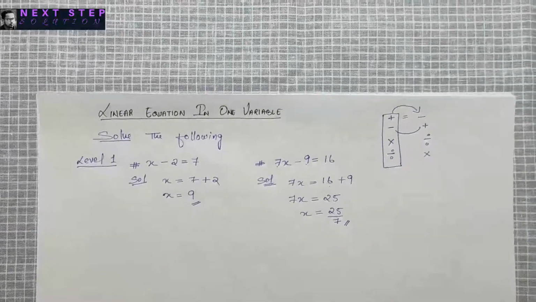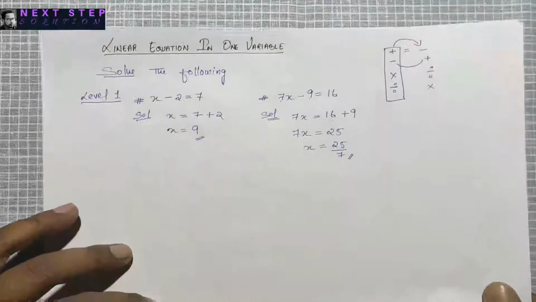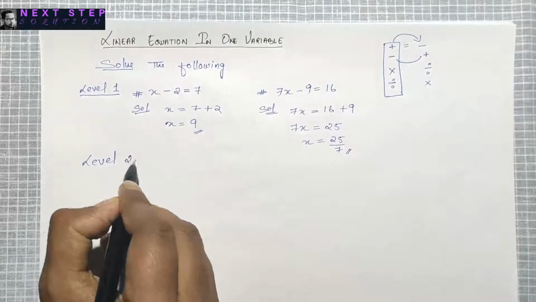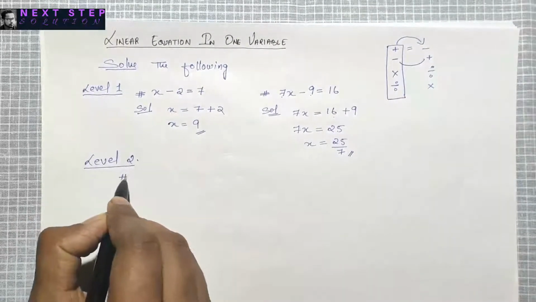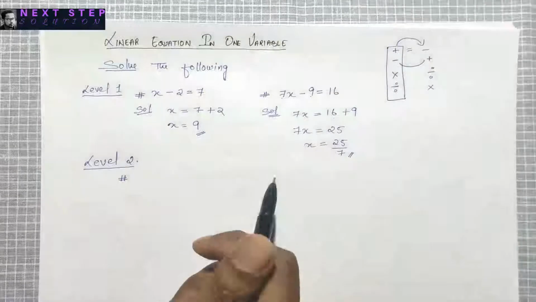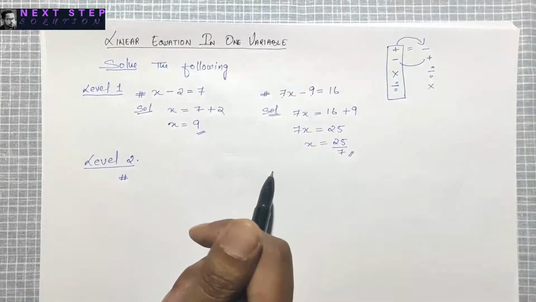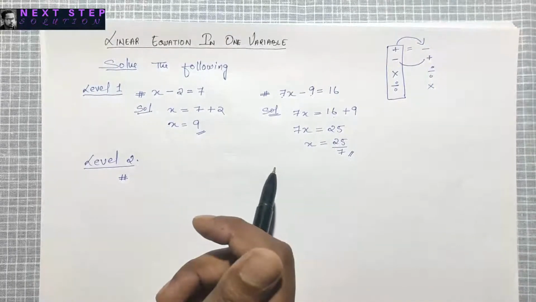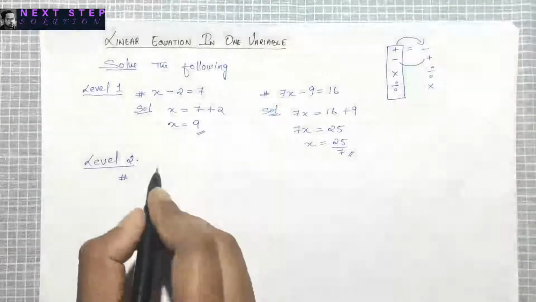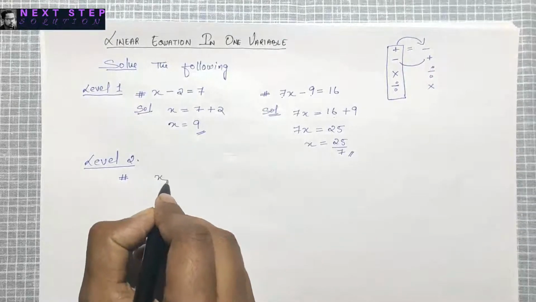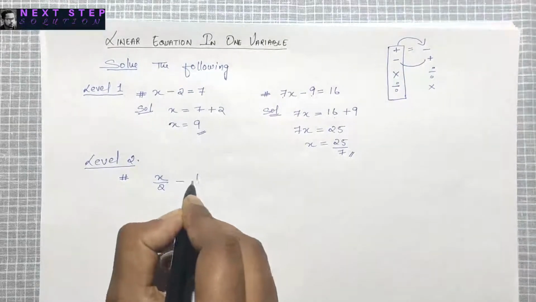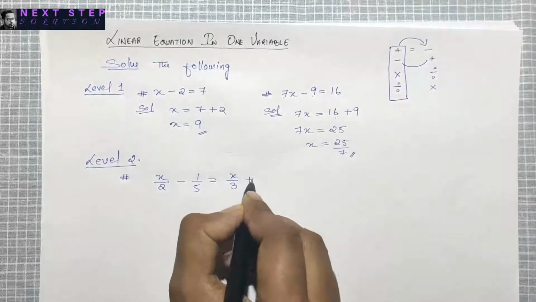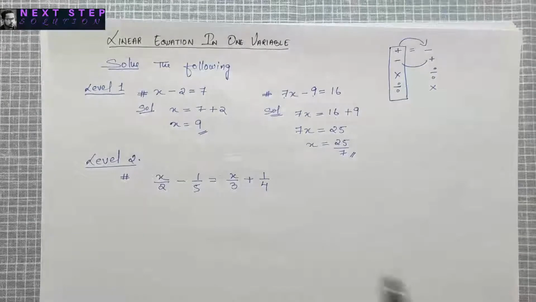Next is level 2. Now here the questions will be slightly more complicated than the previous one. Like you might have fractions, and along with fractions you will have, say, x on both sides, variable on both sides, or variable and numbers on both sides which you need to rearrange. Now say you have x by 2 minus 1 by 5 equals to x by 3 plus 1 by 4. Here you have x on both sides.